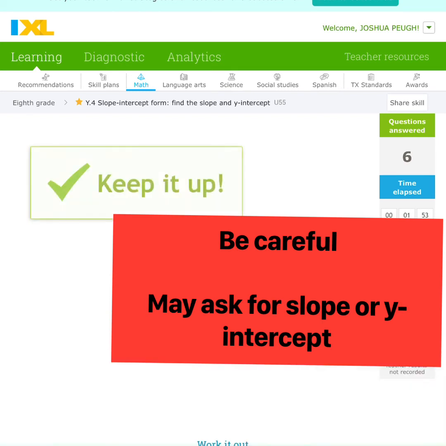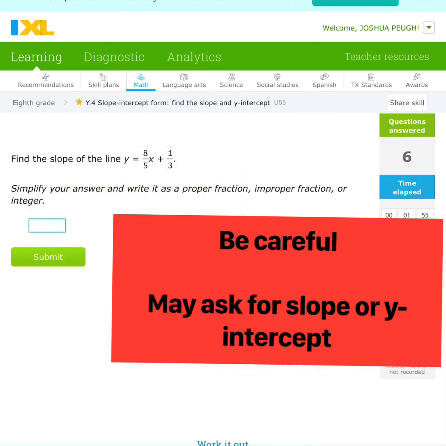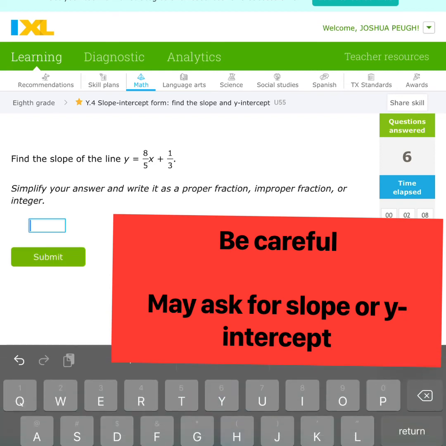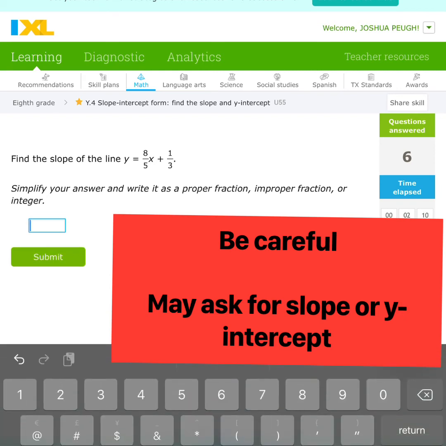Okay. So find the slope. So be careful, sometimes it asks for the slope. So now we're going back and forth, and it can ask you about the slope and the y-intercept. So what's my slope? Slope is the one in front of x. So 8 over 5, 8. Oh, I keep doing that, 8 over 5.